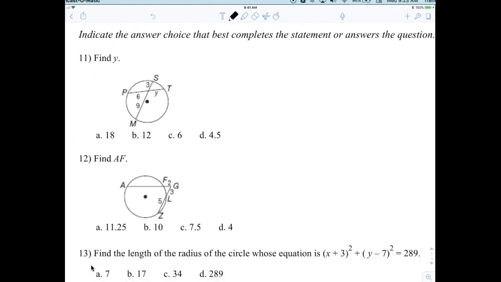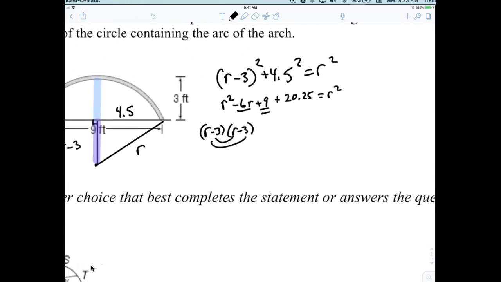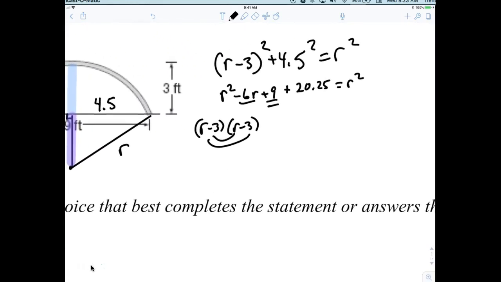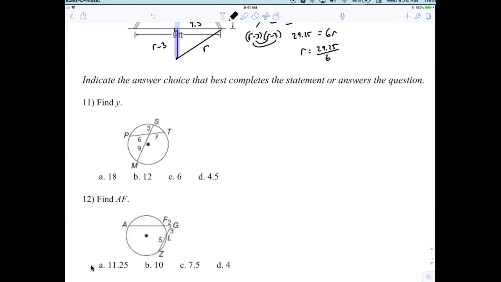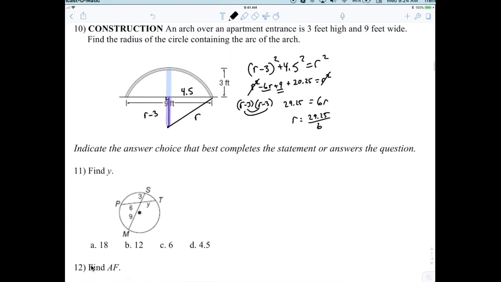I'm sorry, think about it for a second. Once you have that whole equation written out, how do you solve it? The R squareds cancel. So 6R equals 29.25. Okay, got it. All right, here we go. It's 4.875. Thank you.